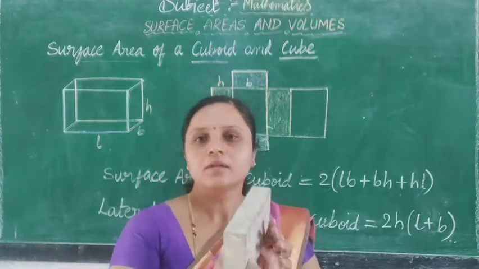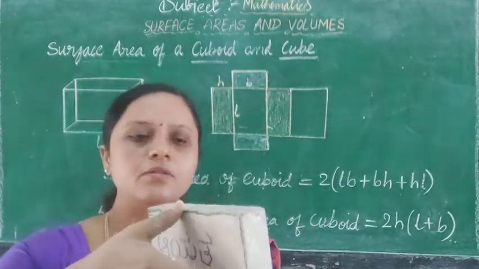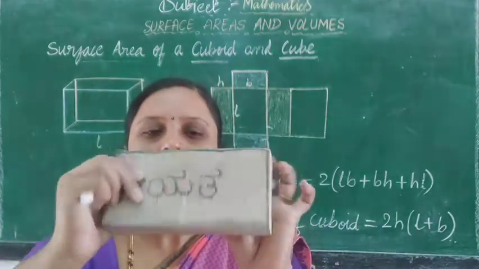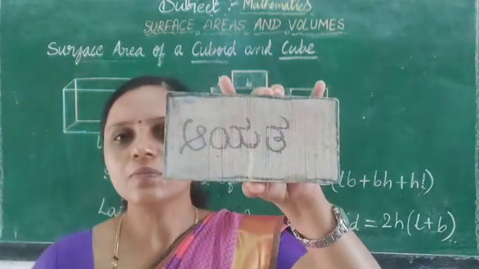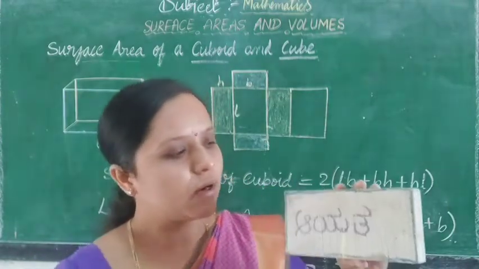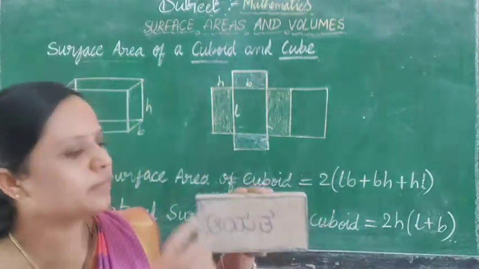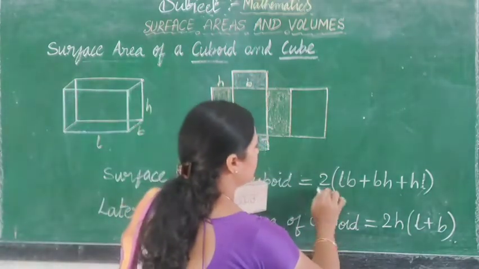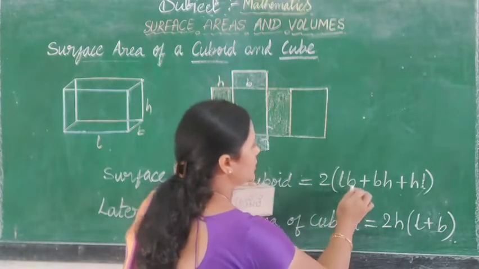And again the top and bottom area. You look at this top and bottom area. These two faces are also equal in area. So then what happens? That is nothing but length into breadth. So it is nothing but 2 times of length into breadth.